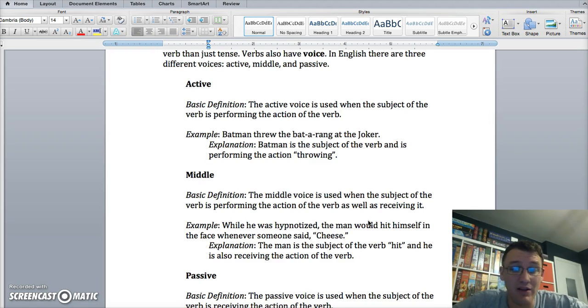The middle voice is used when the subject of the verb is performing the action of the verb as well as receiving it. We often use the word himself, herself, itself, themselves, and so on to make this work. So, for example, while he was hypnotized, the man would hit himself. So the man is the subject of the sentence, and he is hitting himself. So hit himself is kind of the verb as a whole, and that in Greek would be the middle voice as it is in English. You are both doing and receiving the action as the subject.